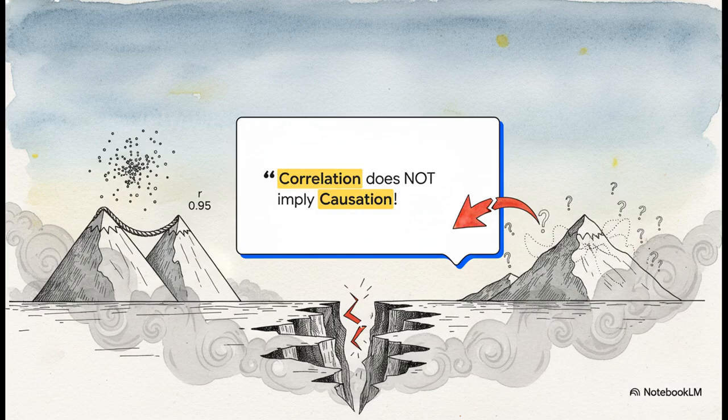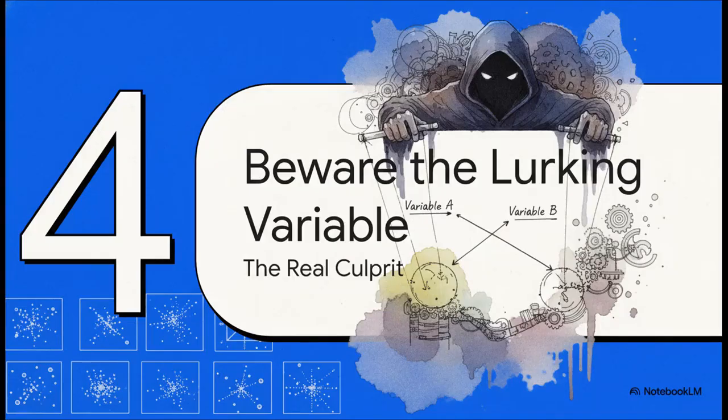Just because two things are moving together, even if you have a crazy high R value of 0.95, it does not by itself prove that one thing causes the other. This is the big twist in so many stories. So if one thing isn't causing the other, what the heck is going on? Well, a lot of the time, there's a third party involved, a hidden character we didn't even know was in the story. In statistics, we call this the lurking variable, and this is often the real culprit.